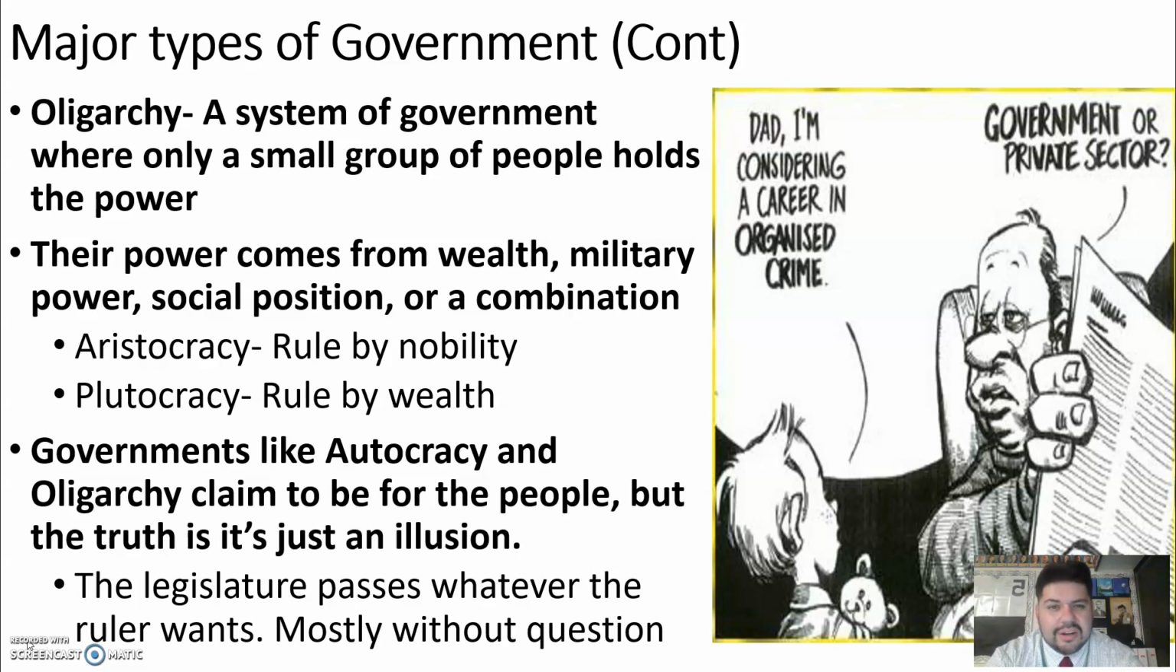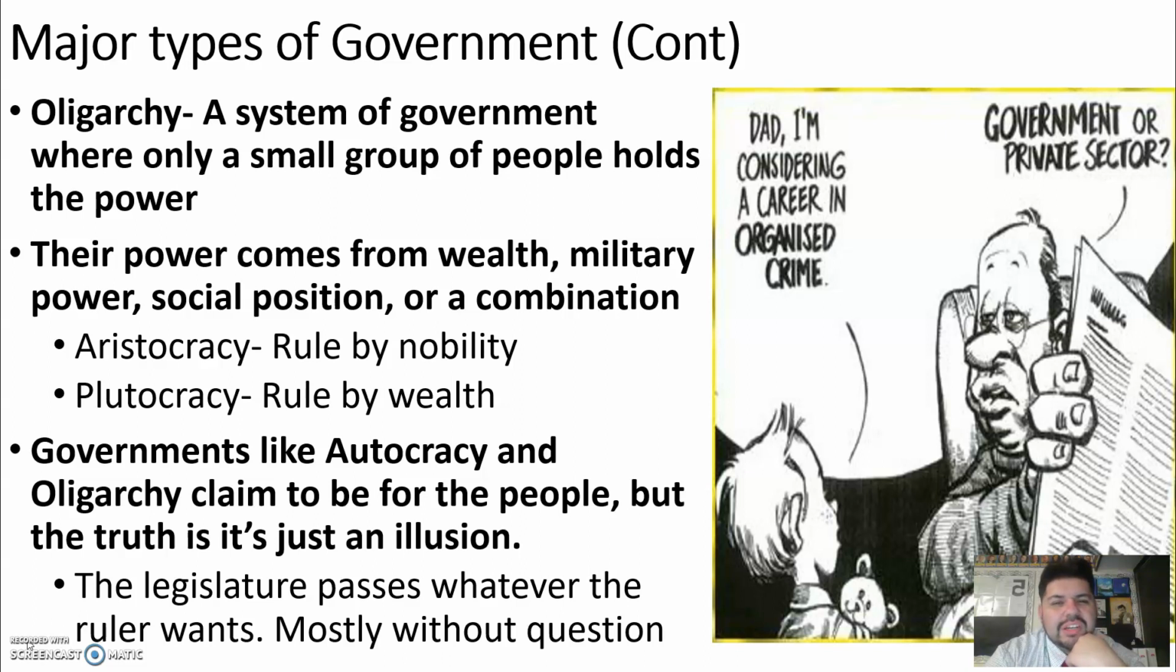Now, governments like autocracy and oligarchy claim to be for the people. They go there and they tell people, hey, why are you like this? Why are you trying to revolt? No, no, no. See, we're doing this stuff for you. We're good. We got plenty of stuff. It's about you. We care about you. You have to work. Don't worry, we'll take care of you because we understand. Yes, we will do things for you. It's all lies.